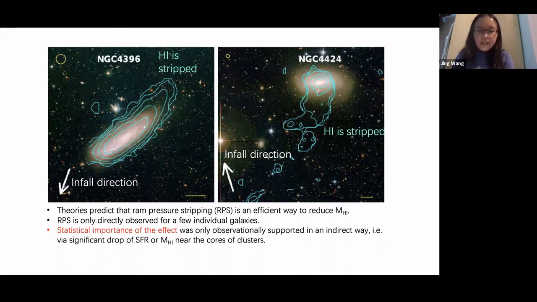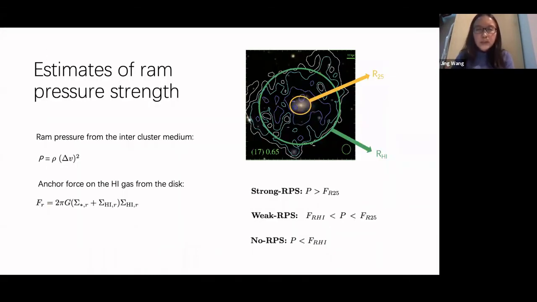When I say the statistical importance, I mean when galaxies fall into clusters, particularly for those gas-rich ones, how large a fraction of them has been affected by ram pressure stripping. We try to more directly quantify that fraction in this work.